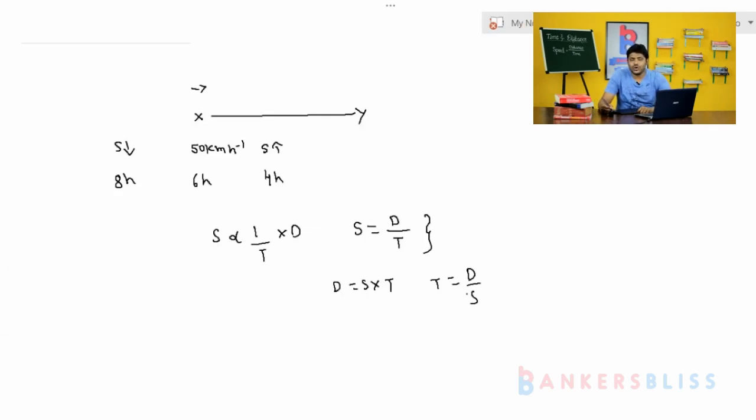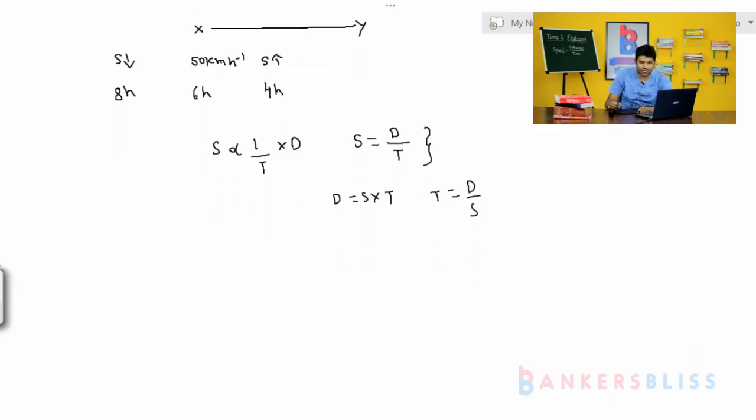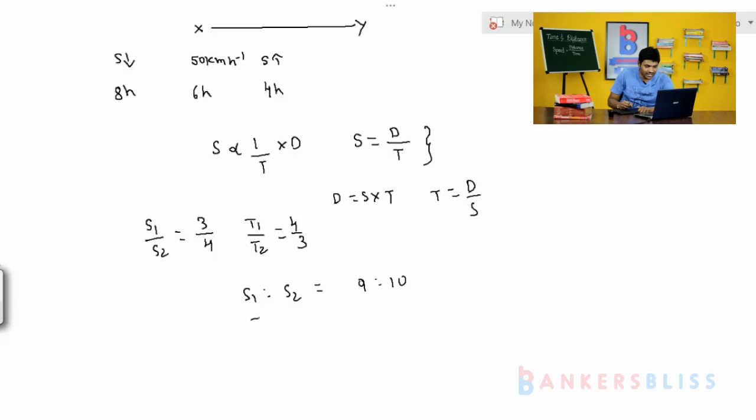Now we have learned what you mean by speed, time and distance. See here, speed is inversely proportional to time. If the ratio of speeds of two bodies S1 by S2 is 3 by 4, then since time is inversely proportional to speed, T1 by T2 is equal to 4 by 3. If S1 is to S2 is equal to 9 is to 10, then T1 is to T2 is inversely 10 is to 9. So speed and time both are inversely proportional to each other. If speed becomes 6 by 7, then time becomes 7 by 6.